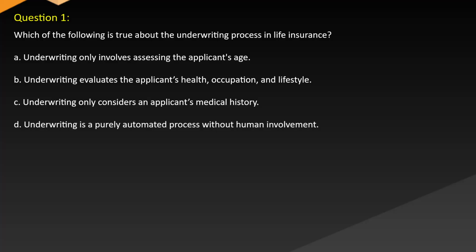Question 1. Which of the following is true about the underwriting process in life insurance? A. Underwriting only involves assessing the applicant's age. B. Underwriting evaluates the applicant's health, occupation, and lifestyle. C. Underwriting only considers an applicant's medical history. D. Underwriting is a purely automated process without human involvement.